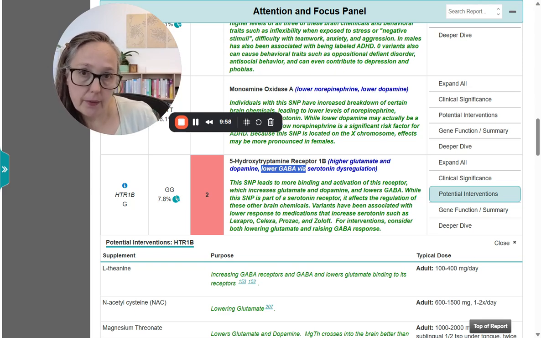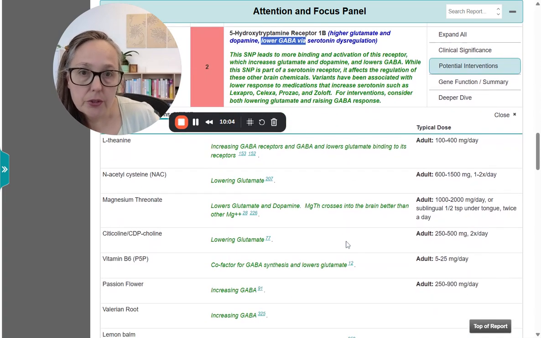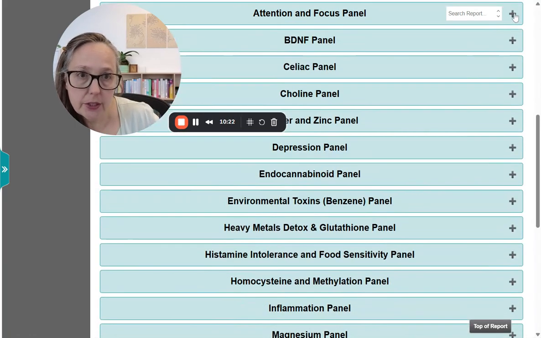And therefore, we can go in and we can say, well, how do we address this? And there are different nutrients that are helpful. So L-theanine is helpful as a calming agent and can help increase those GABA receptors. You can use N-acetylcysteine, which helps to lower the glutamate, which is the excitatory side of things. And I just really like the precision that this leads to.